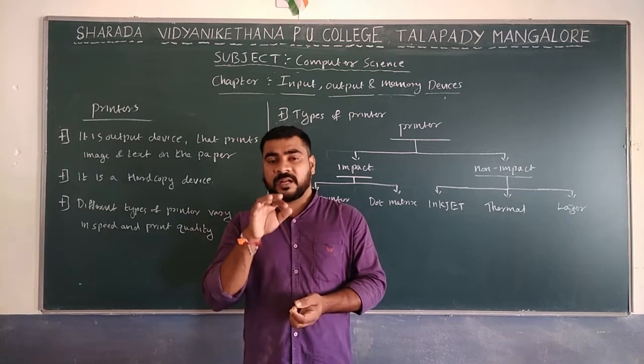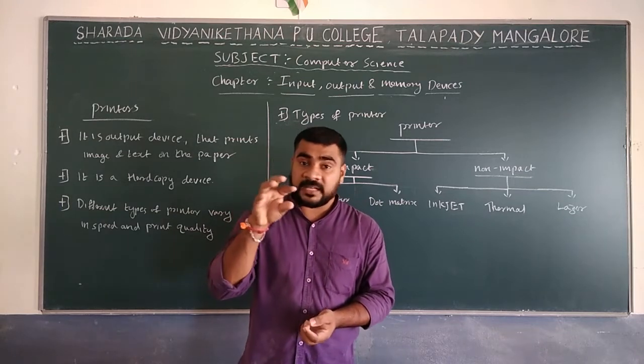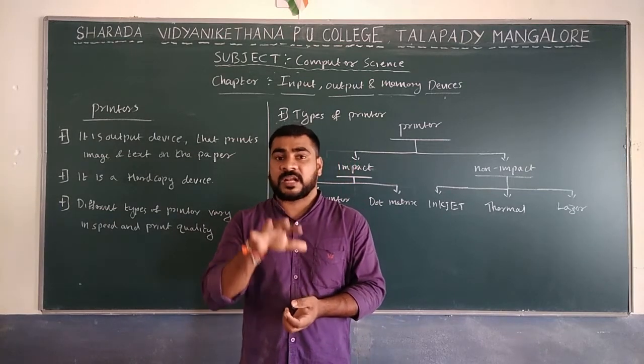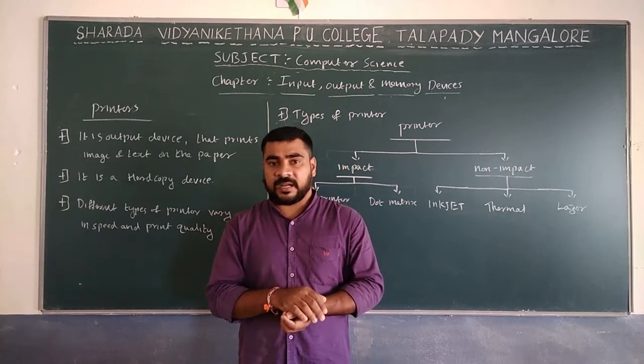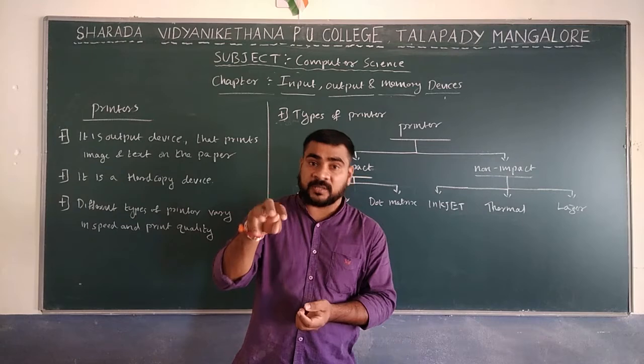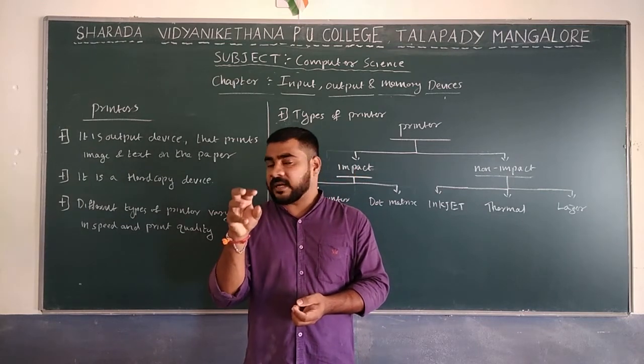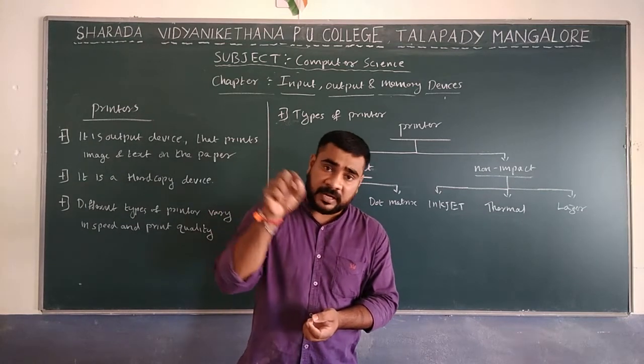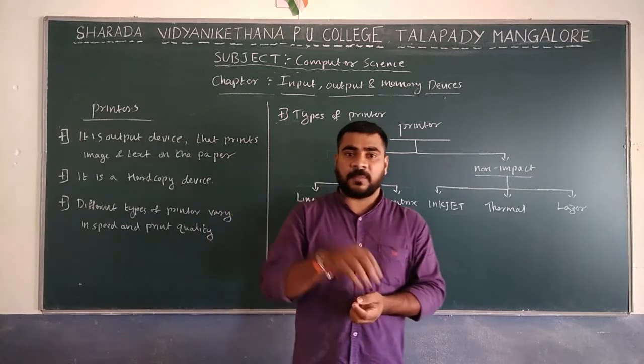Papers are there. Normally it will create one impact. Punching or striking impact will be created on your paper. It means each letter, covered with ink, is going to hit on the paper. So it will create one impact.